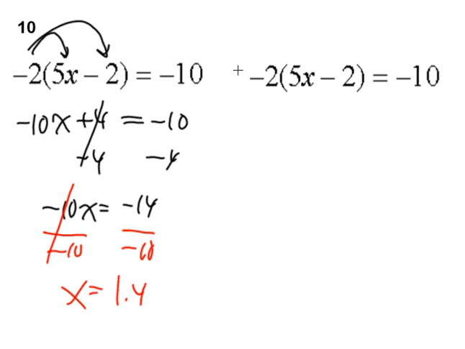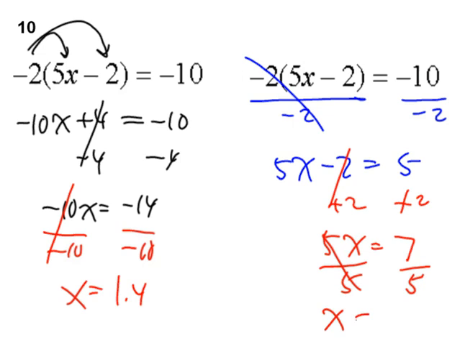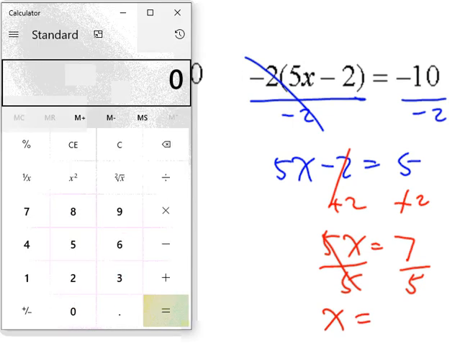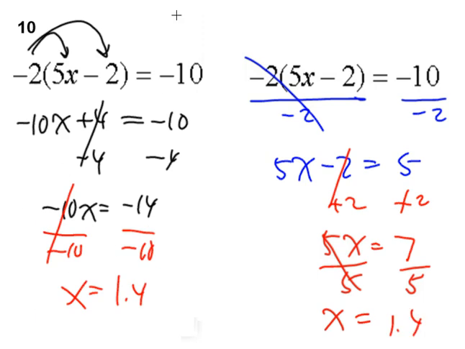Now alternatively over here, instead of having negative 2 groups of 5x minus 2, I'm going to divide both sides by negative 2. Whatever you do to one side, do to the other. 5x minus 2 equals 5. Add 2 to both sides to get rid of your constant. 5x equals 7. Divide both sides by 5. And guess what? 7 divided by 5, let's just do it for fun. Let's use a calculator. 7 divided by 5 is 1.4. The same answer we got using distributive property.